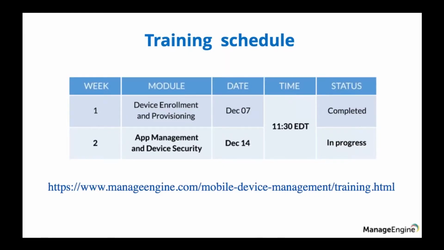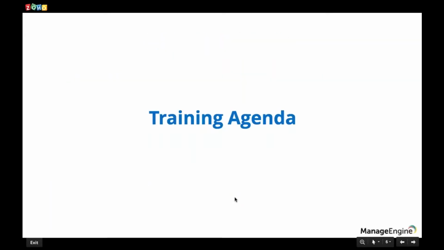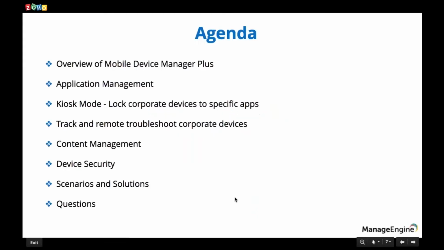In the previous week, we discussed device enrollment and provisioning, where we saw the various enrollment techniques that are available to bring devices under management. We also saw how we can apply corporate configurations like Wi-Fi, VPN, and email to our managed devices. In case you missed the previous training session, you can view a recording of the same on the link given below the table. So without any further ado, let's start off with our training agenda.